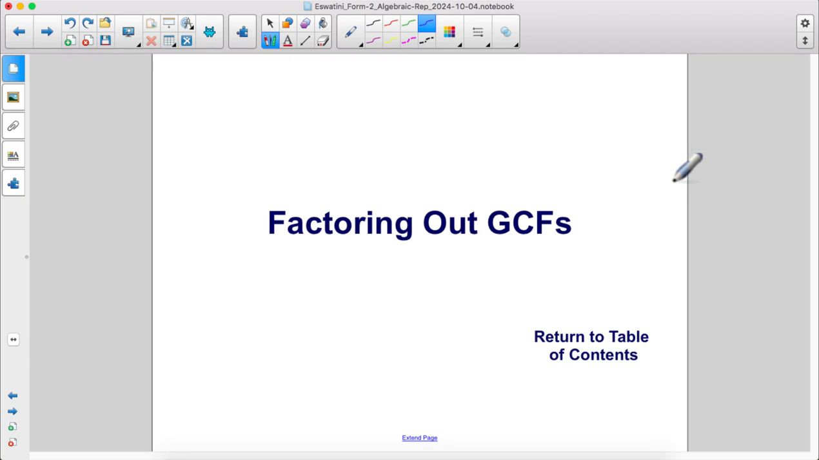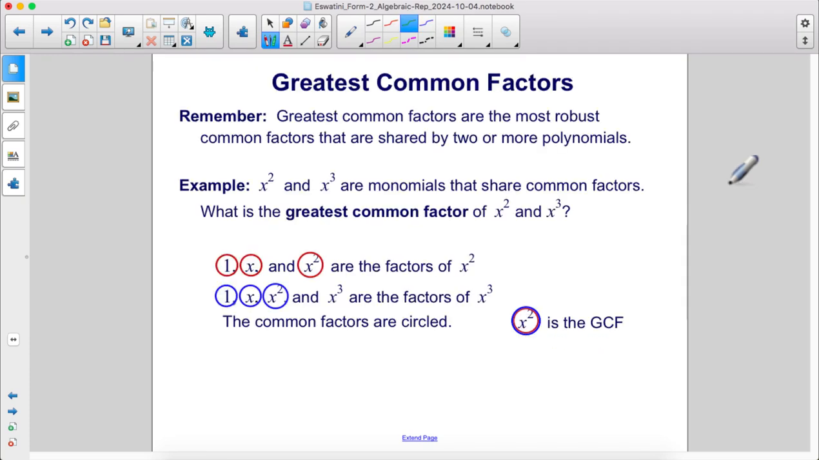Factoring out greatest common factors. Remember, greatest common factors are the most robust common factors that are shared by two or more polynomials. For example, x squared and x cubed are monomials that share common factors. What is the greatest common factor of x squared and x cubed?